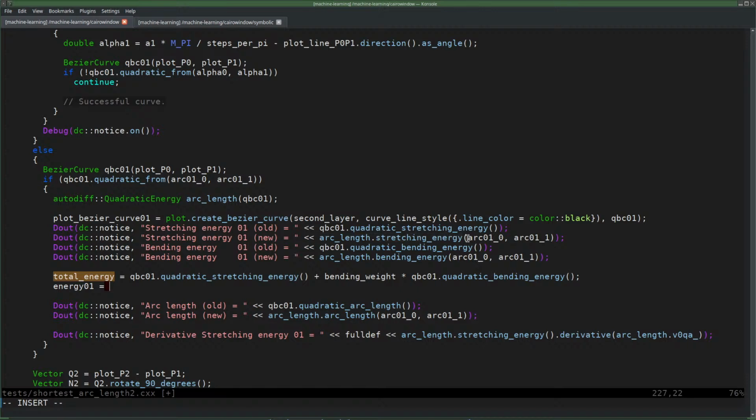So arc length, arc length stretching energy plus bending weight underscore times arc length bending energy, which then gives me a reference, but I want to store a pointer, so whoops.